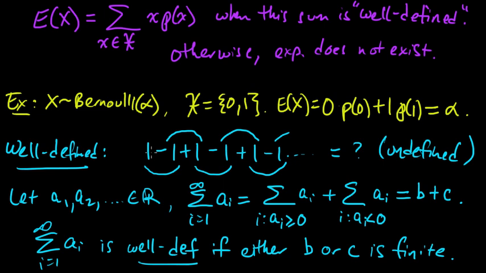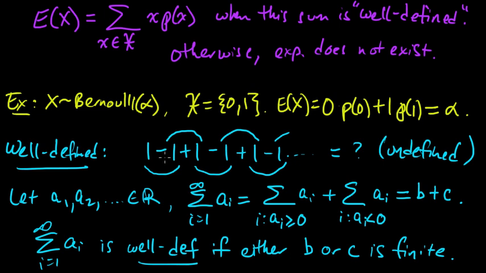So, for example, here, if we took all the positive parts, 1 plus 1 plus 1, that would be infinite. And all the negative parts, minus 1, minus 1, minus 1, that would be minus infinity. So neither of them would be finite, and so this condition would not be satisfied.